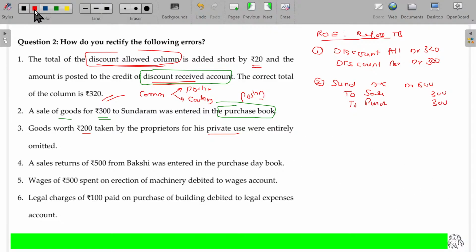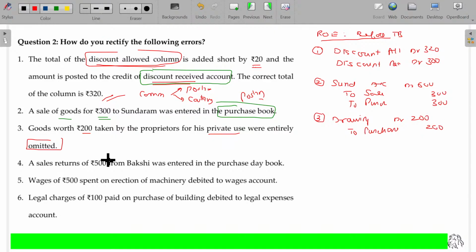So, question number 3 is only omission. Just pass it. What's the journal entry here? Come on. Okay. Drawings account debit to purchases account. So simple. To purchases account. The value being 200. Error of omission.